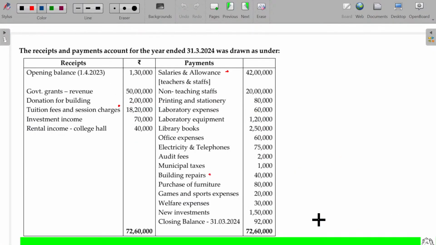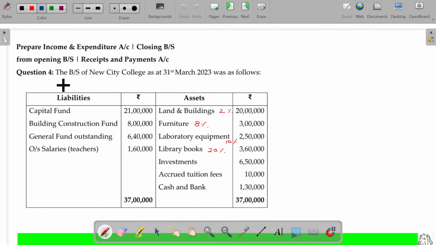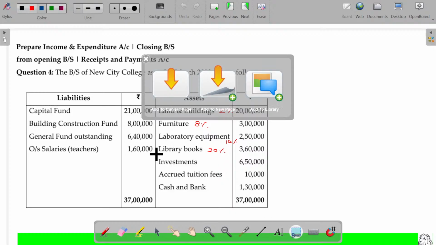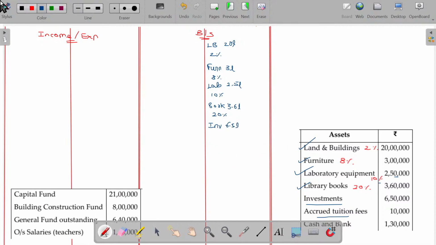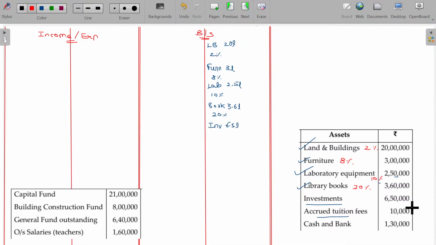Right. Now, I'll keep all these things here. Liability side items also. If there is accrued tuition fees, what you have to do? You have to add in case of closing; in case of opening, it should be subtracted. Tuition fees outstanding appears in the asset. What does it mean? It's an income outstanding.